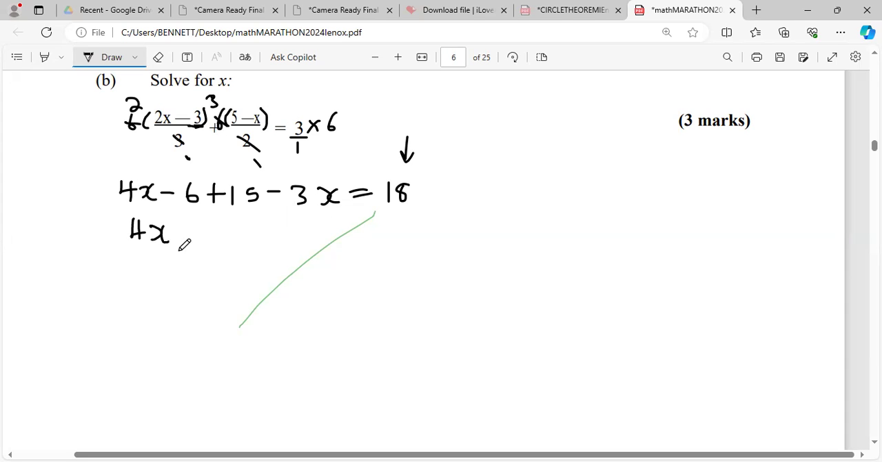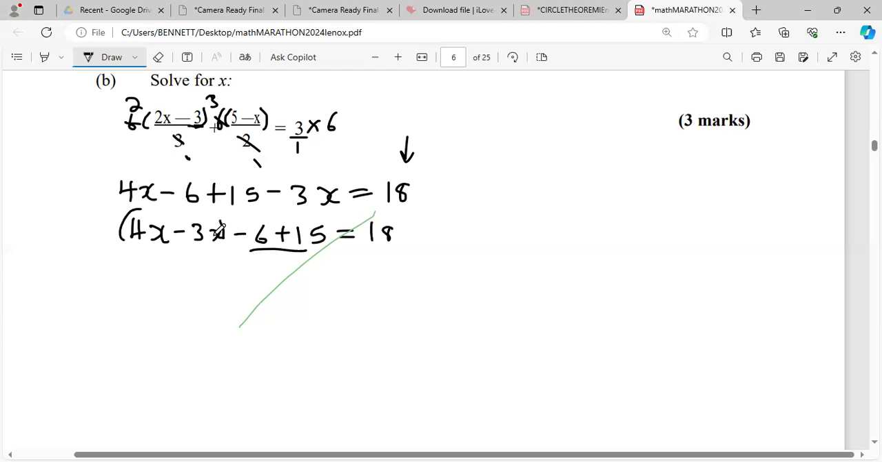This is minus 3x, so we maintain the minus 3x. And of course, we have minus 6 plus 15. And that must equal 18. All I did a while ago was group the like terms, right? So we have all the numbers together and all the x terms. If you want to put it in a bracket, you can do it, you know.